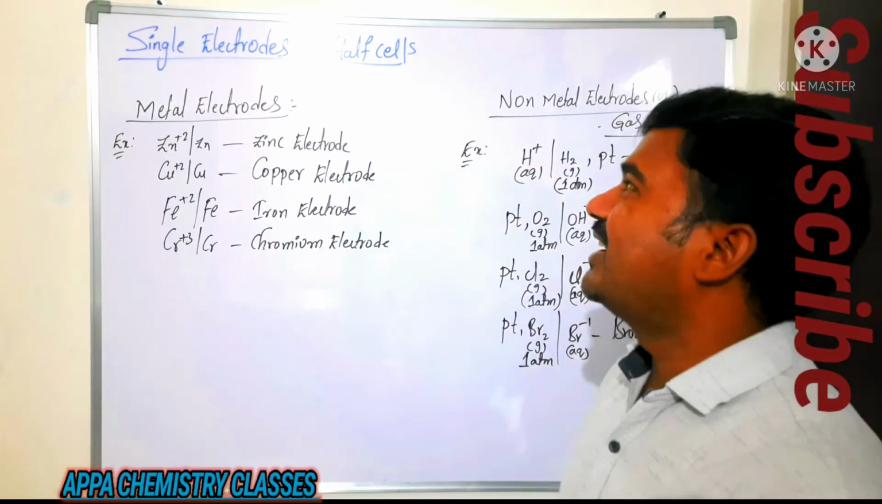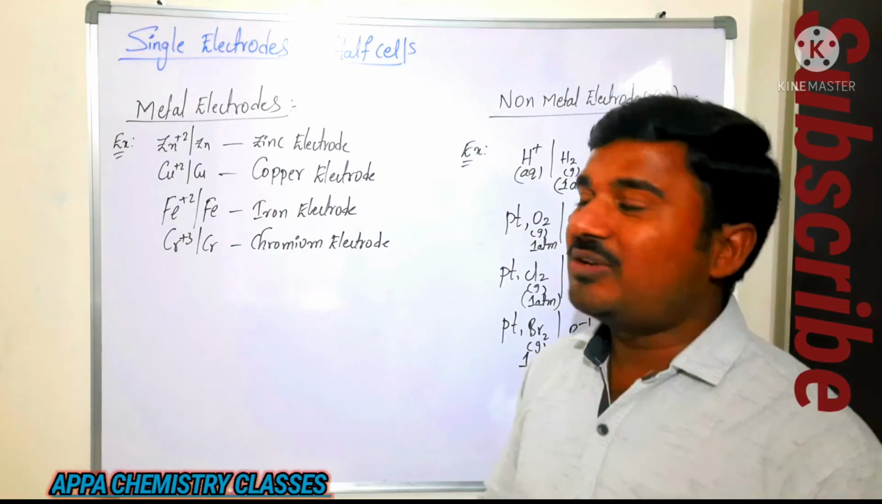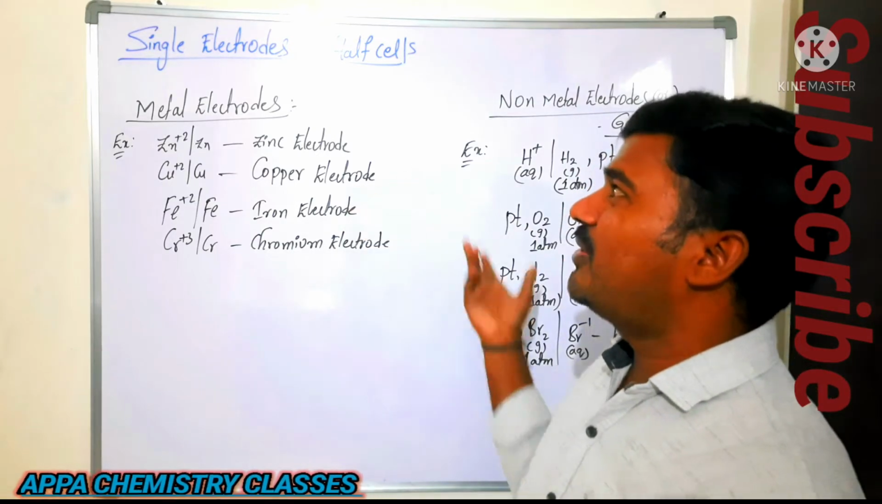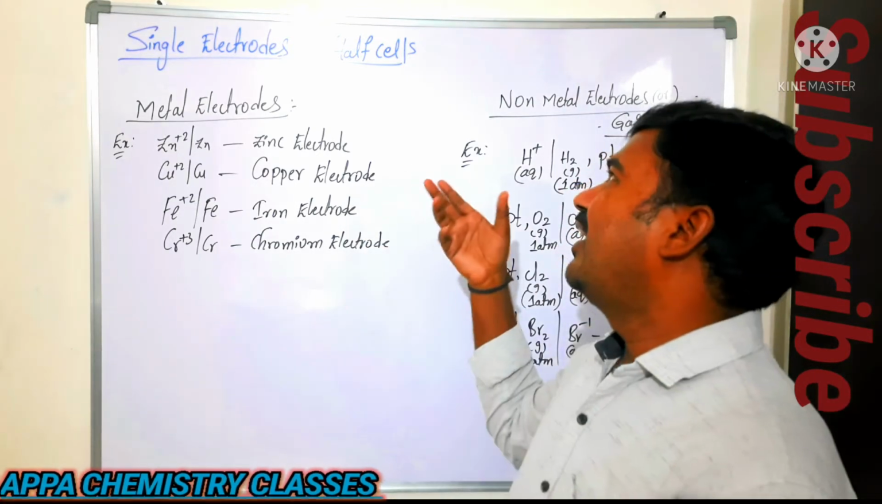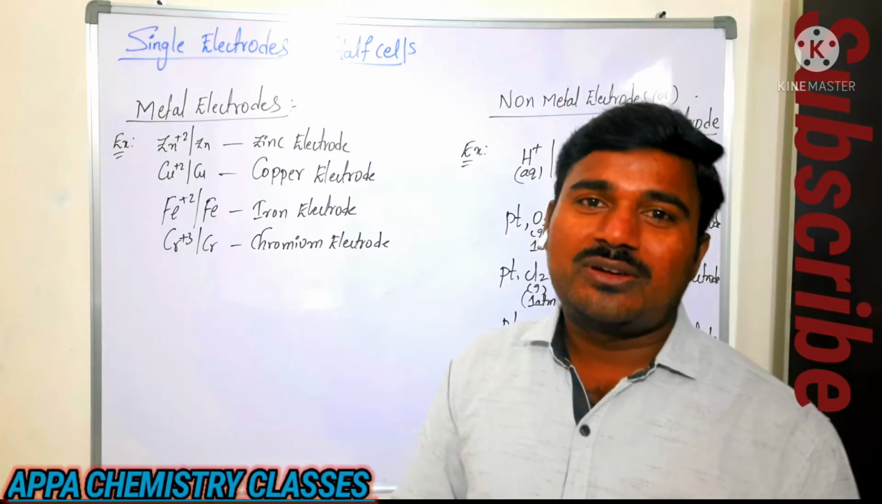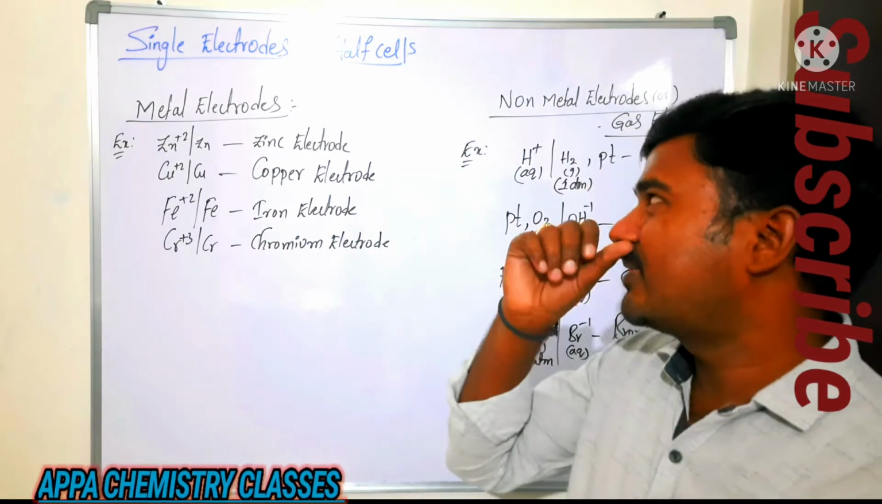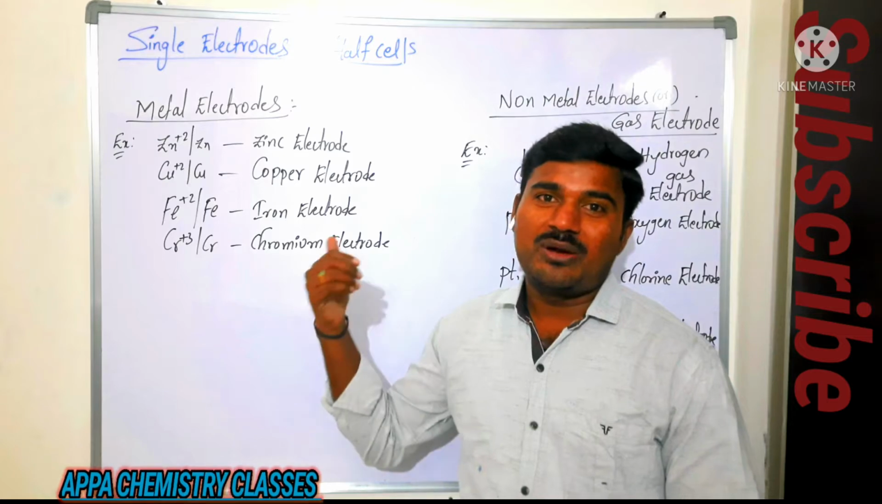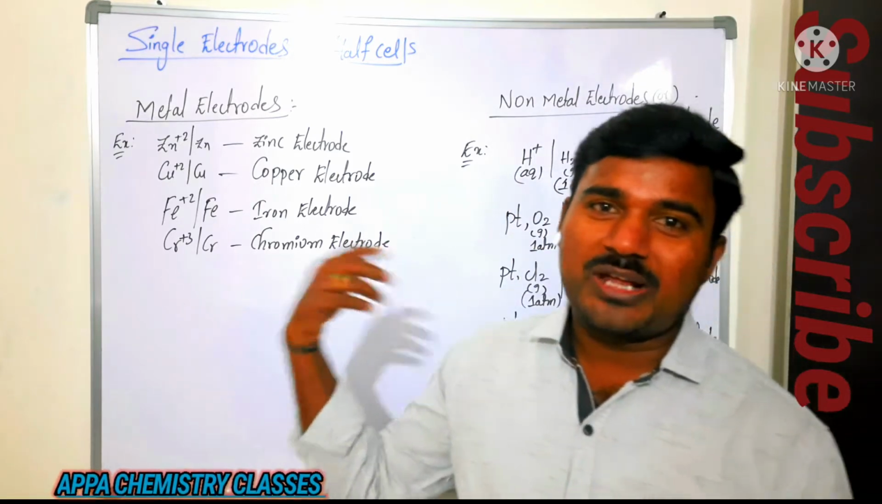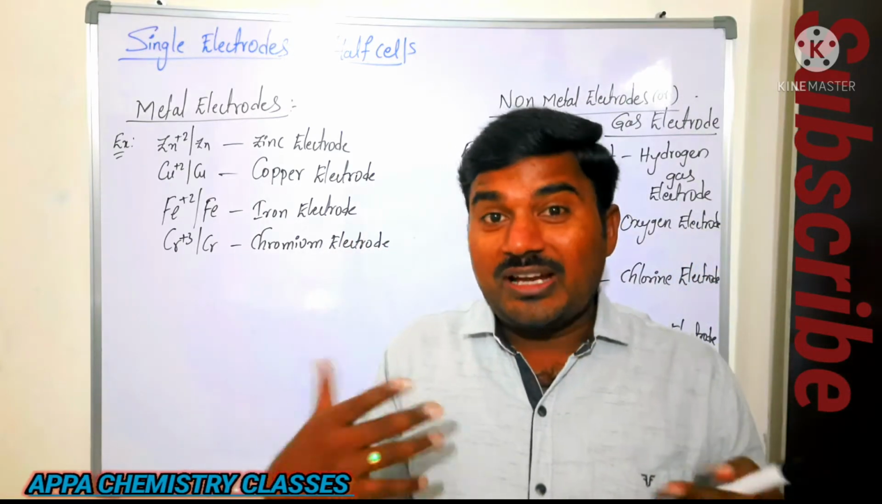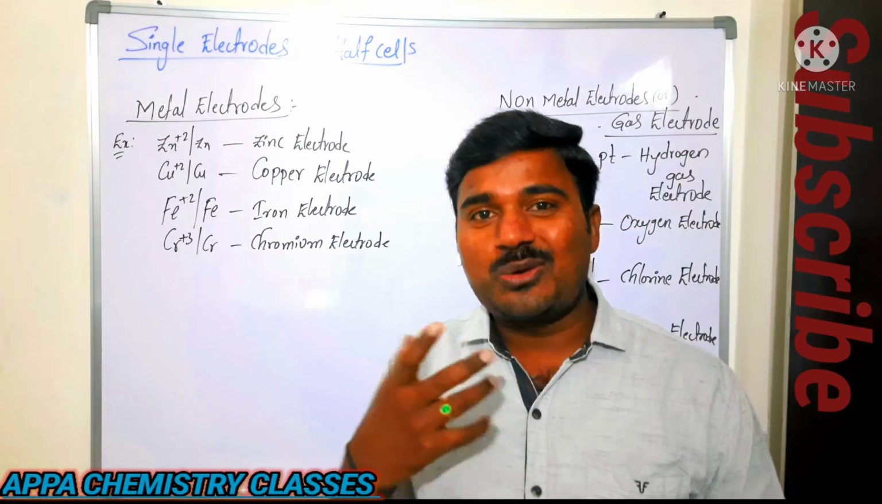Now today's topic is single electrode, and what is meant by single electrode, what types of single electrode we have, and what half cells are. Single electrodes are also called half cells. We have two types of half cells, metal electrodes and non-metal electrodes. After that we are going to see the electrode potential.